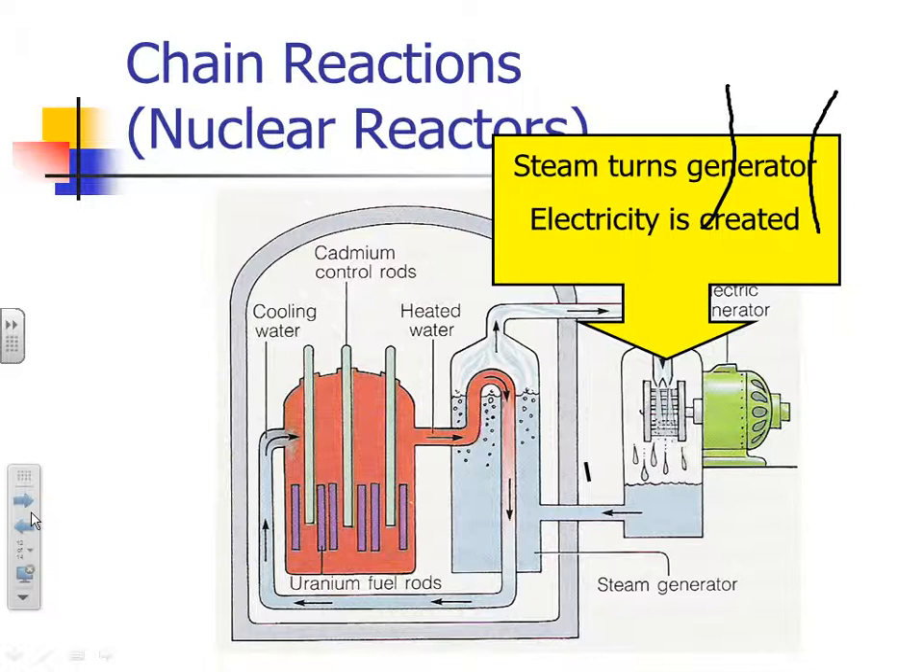The operation is very similar to the operation of a conventional power plant. The only thing that's really different is how we heat the water up. In a conventional power plant, we use coal. In a nuclear power plant, we use nuclear fission. Good there.